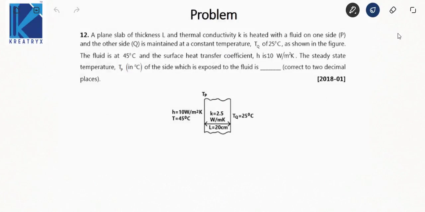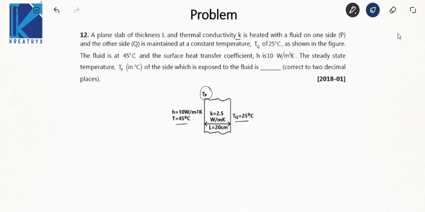Okay, the next question. A plain slab of thickness L, thermal conductivity K, is heated with a fluid on one side, and on one side P and the other side Q is maintained at a constant temperature. TQ is given as 25 degrees Celsius, fluid is at 45 degrees Celsius, surface heat transfer coefficient is 10 watt per meter square Kelvin. The steady state temperature Tp, we have to find this temperature.